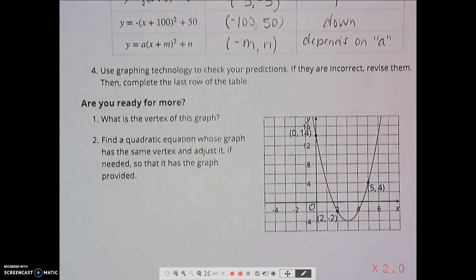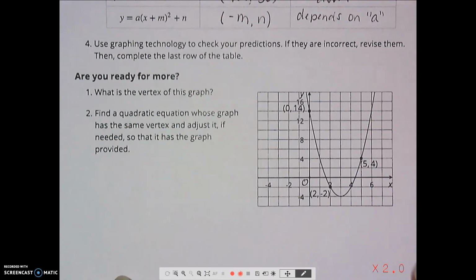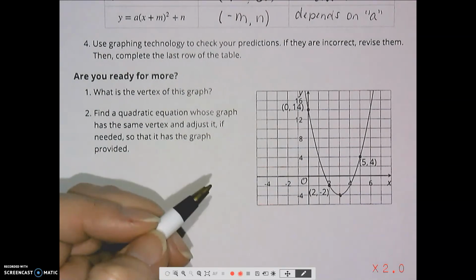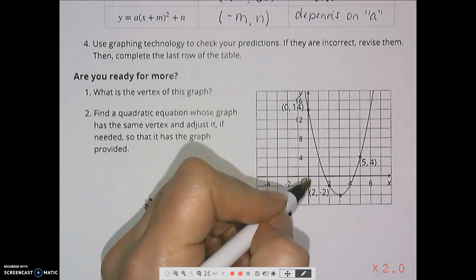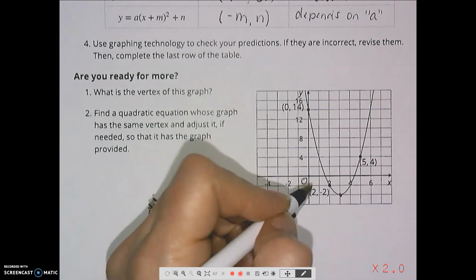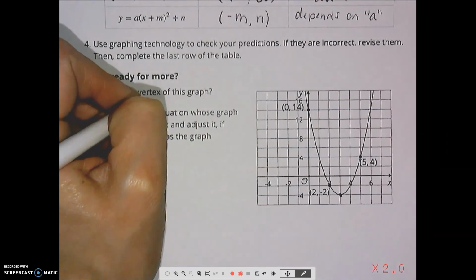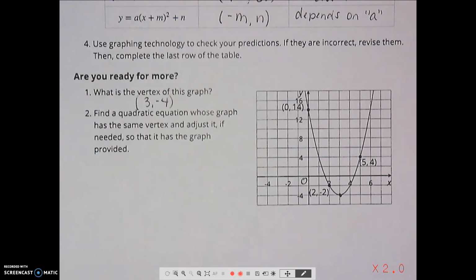Last thing to look at says, are you ready for more? What is the vertex of the graph? So this is our vertex here. We have to be careful to look at what they're counting by. So on the x-axis, they're counting by 1s, and on the y-axis, they're counting by 2s. That means our vertex is going to be the point 3, negative 4.